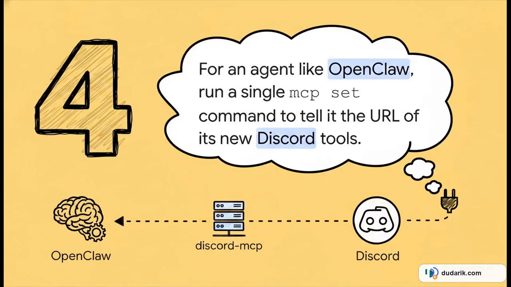And finally, step 4, connecting your agent. So for an agent like OpenClaw, it's just one more command. All you're doing here is telling it the name of the new toolset, Discord MCP, and the URL where it can find it. And that's literally it. Your AI is now officially connected to Discord.